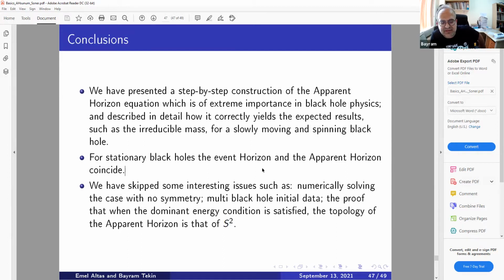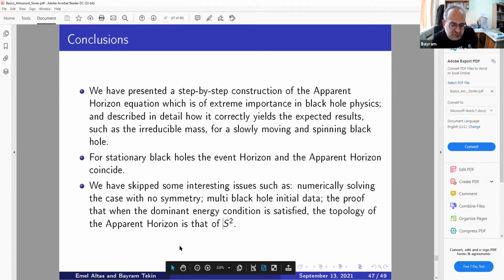Now, I have skipped some interesting issues. For example, you need to solve numerically the case for multi-black holes, two black holes. Actually, Emine here is working on two black holes. And here is the interesting thing. If you assume dominant energy condition, this is what I like. It's a beautiful theorem. The topology of the apparent horizon in general relativity is just S2. You cannot have any other topology, okay? There is a slight caveat there. T2 is also possible as a limiting case, but this is a beautiful theorem where you use the Gauss-Bonnet theorem in 2 dimensions to show essentially that Einstein's equations demand that the total scalar curvature on S is positive.